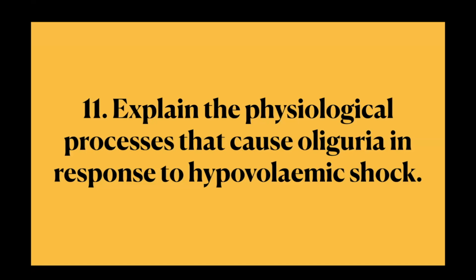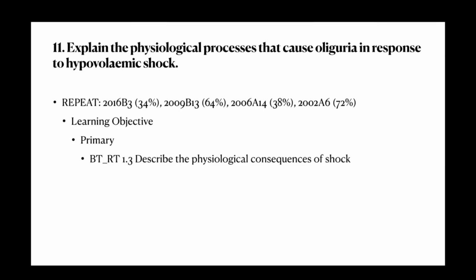Question 11, explain the physiological processes that cause oliguria in response to hypovolemic shock. This is a repeat question. So most recently, 2016 B13, but less than 40% passed this question. So it had a 34% pass rate, 2009 B13, 64%, 2006 A14, 38%, and 2002 A6, 72%. Now, interestingly enough, you can see that had very high pass rates, and then all of a sudden 2016 had only a 34% pass rate.